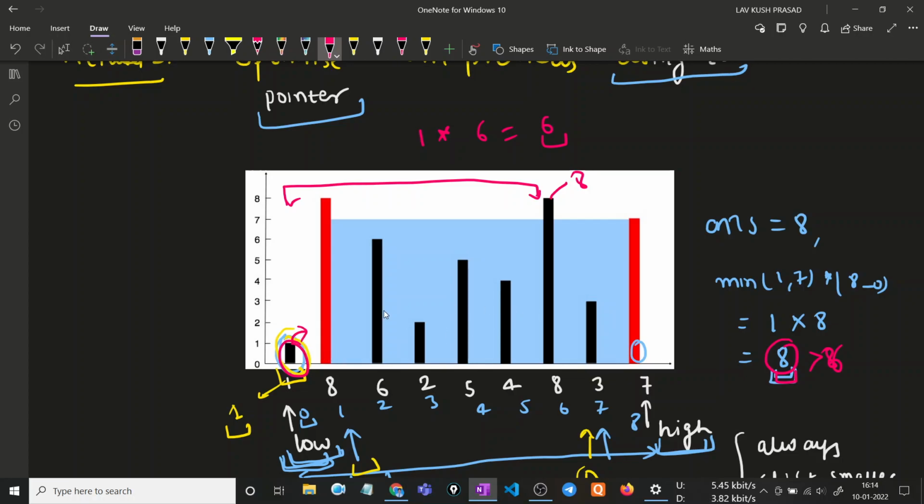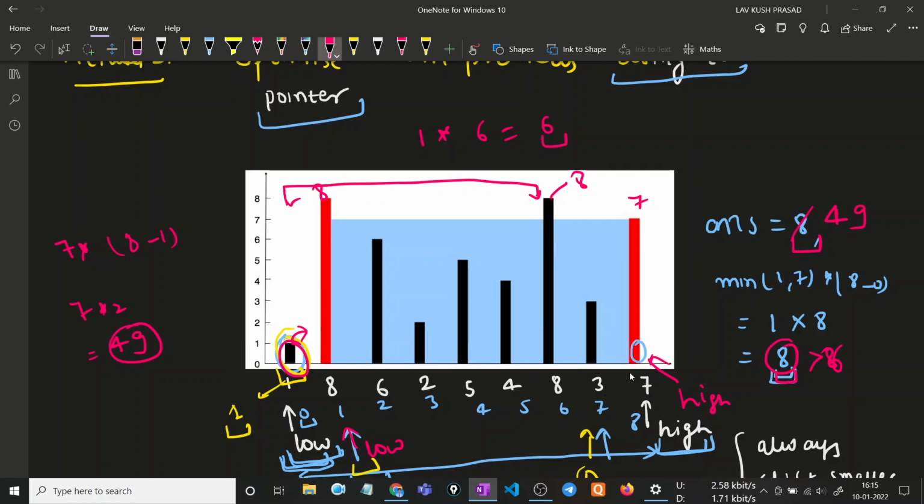So for the 1 we have already got the maximum result, so that's why we have to shift to the next pointer. Now suppose the low pointer is this one and the high pointer is pointing to the last index, which is 7. First of all we have to find the area between them. The minimum is 7, multiplied by the distance between them, 8 minus 1, so 7 into 7, which is equal to 49, which is greater than 8, so we update it to 49.